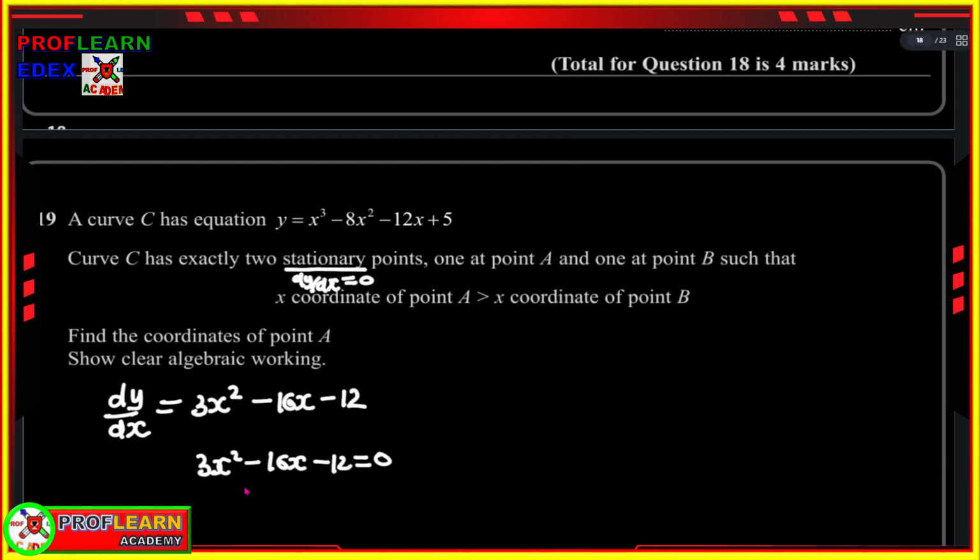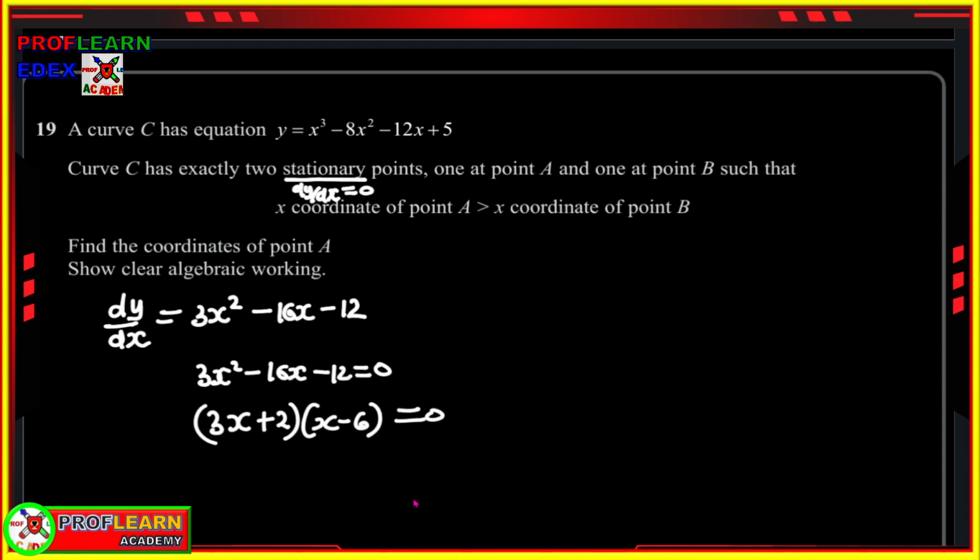And if you are going to factorize this, it is going to factorize to 3x. You can use factorization, or you can use the quadratic formula. 3x plus 2 and x minus 6 is equal to 0. So which means if we work this out, our x is going to be equal to negative 2 over 3, or x is equal to 6.